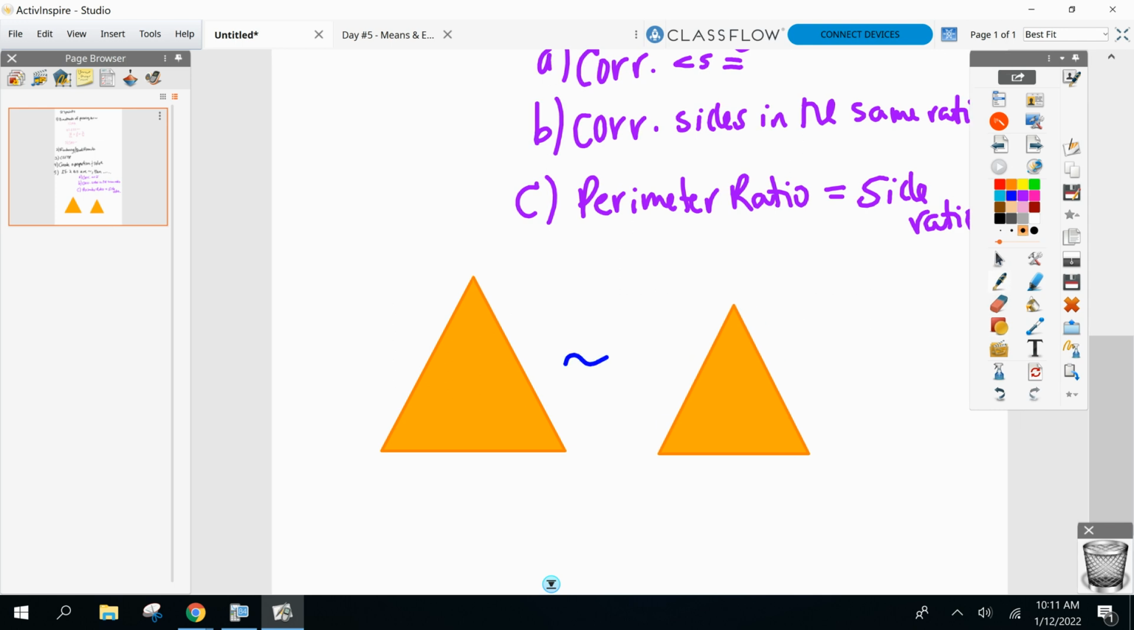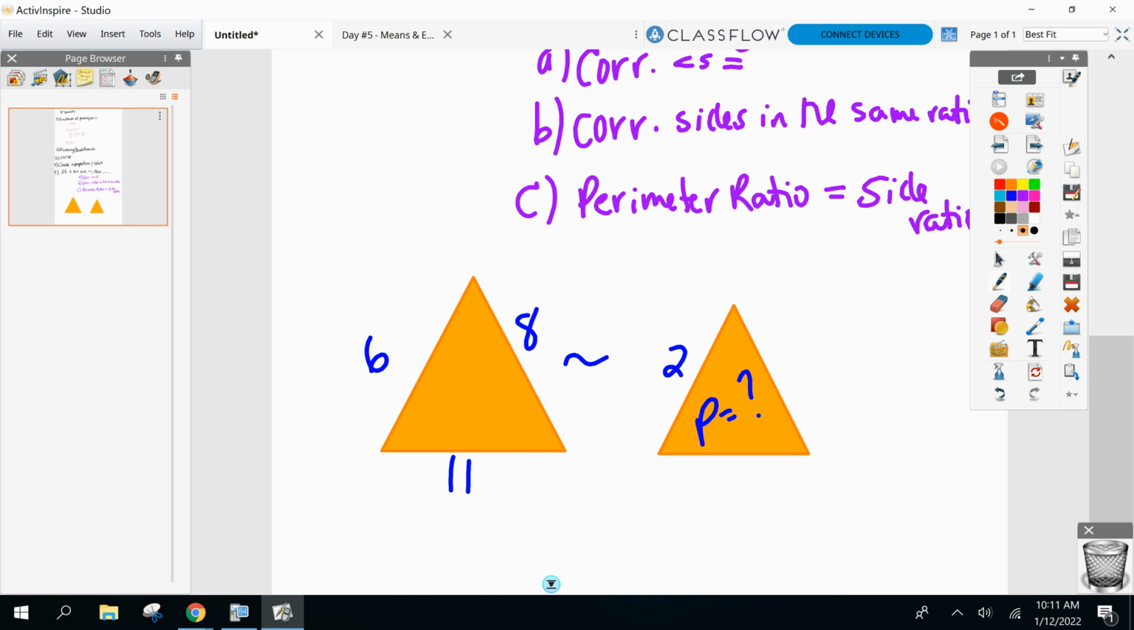They're similar to each other, so I got to tell you that they're similar. Let's see, 6, 8, 11. And all I'm going to tell you here, the smallest side on this one is 2. What's the perimeter of that one?